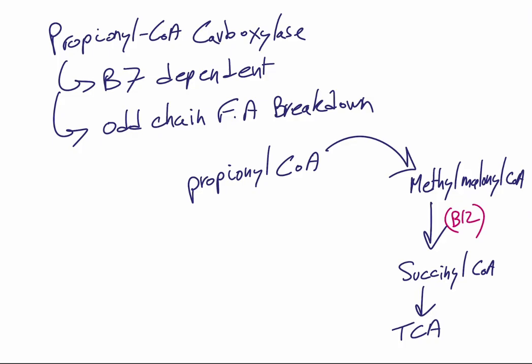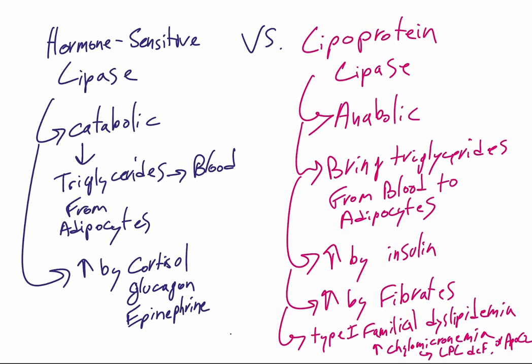As far as hormone-sensitive lipase versus lipoprotein lipase, for hormone-sensitive lipase, this is catabolic. It mobilizes triglycerides from adipocytes and moves them into the blood. This is stimulated by cortisol, glucagon, and epinephrine. As far as lipoprotein lipase, this is anabolic. It brings triglycerides from the blood into adipocytes, which is stimulated by insulin. It's also upregulated by fibrates, such as gemfibrozil or fenofibrate. This is the first-line treatment for hypertriglyceridemia, which is over 500 milligrams per deciliter of triglycerides.